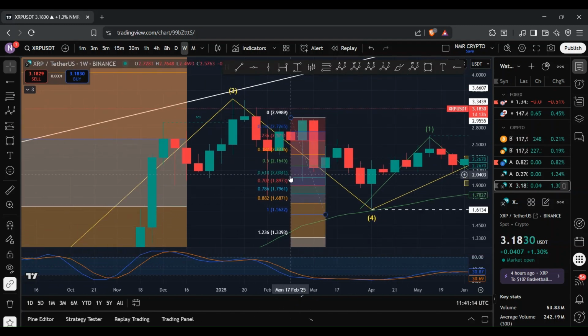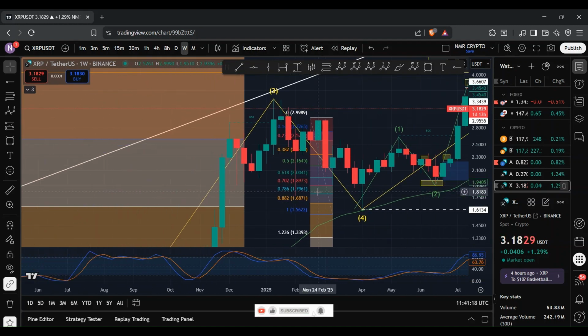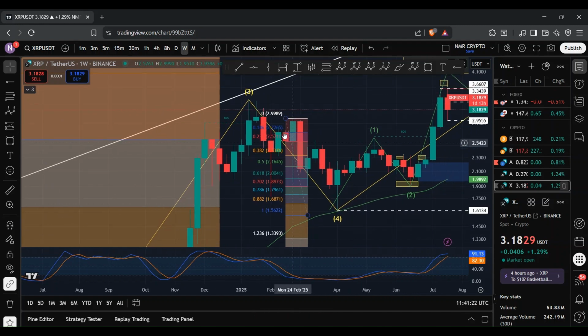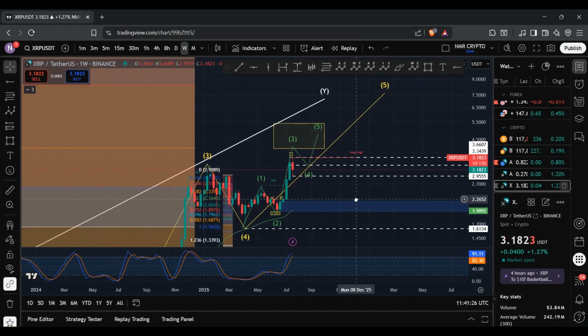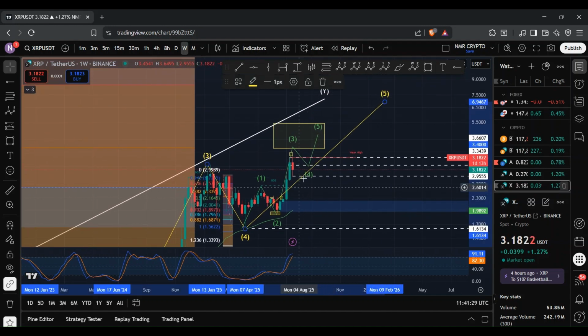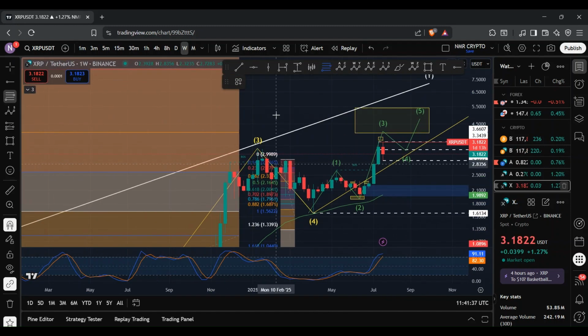However, we met the minimum requirement, which is the 61.8% retrace level at $2. And so this WXY structure is still valid despite not tapping into this region here. And that then completed this 4th wave, which means that we are now within this move to the upside to complete this 5th wave, where this 5th wave has the potential to reach anywhere between 1.236 to 1.618 of the wave 4, which is this region that I set out previously, as you guys know.